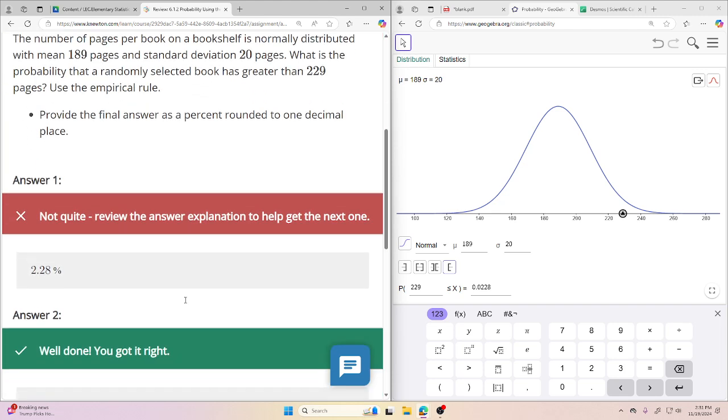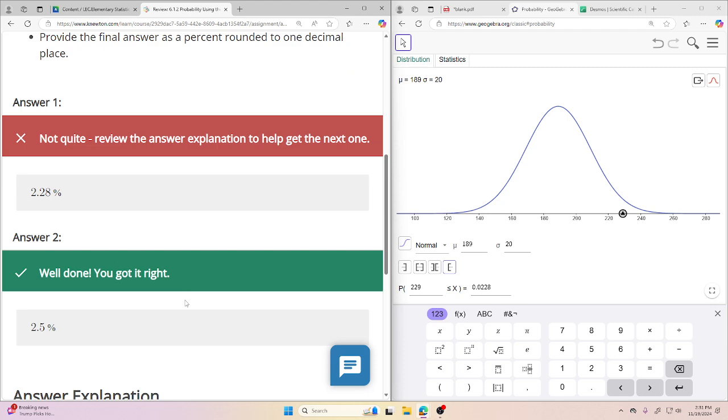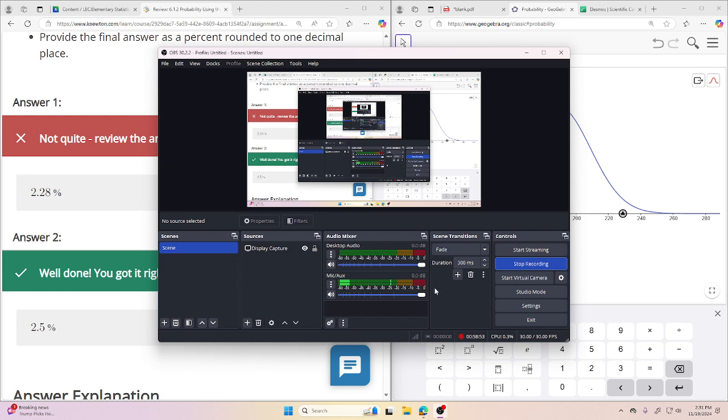So, hold on. Mute. Is there a mute button?